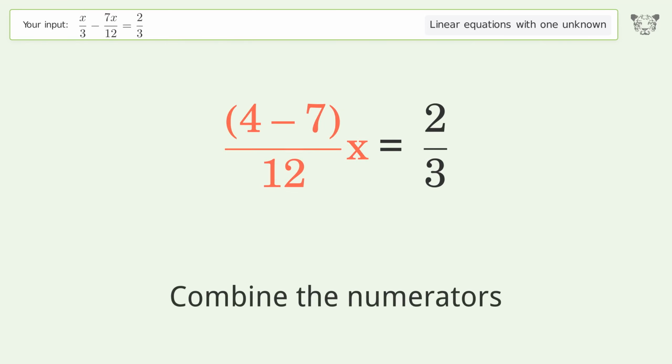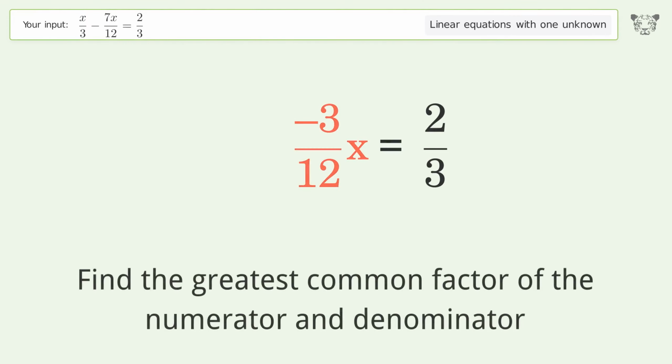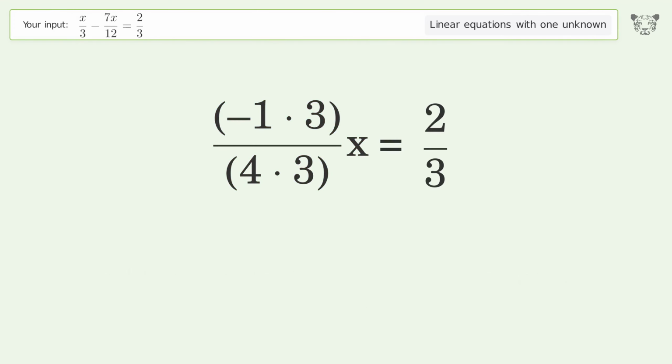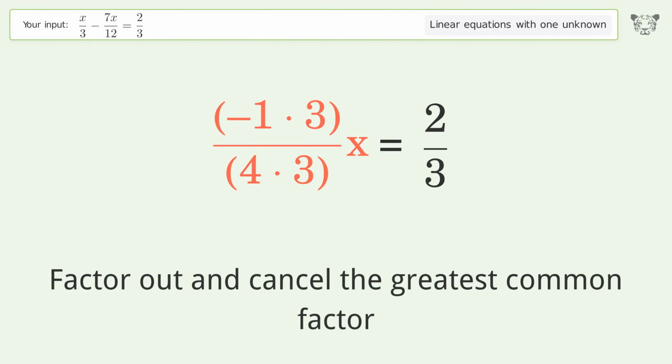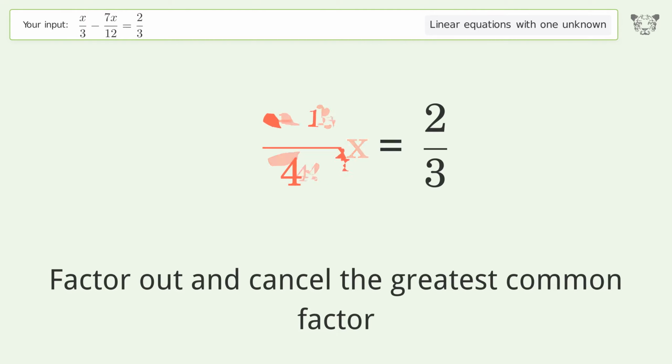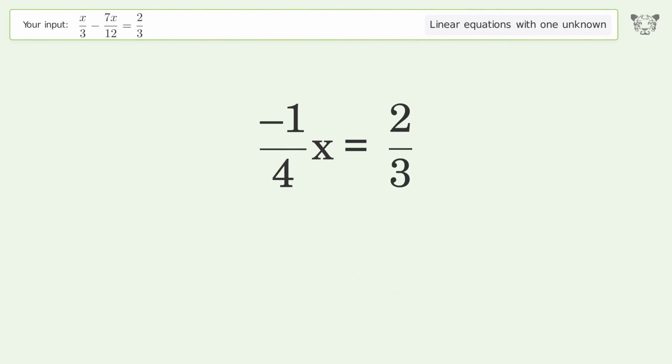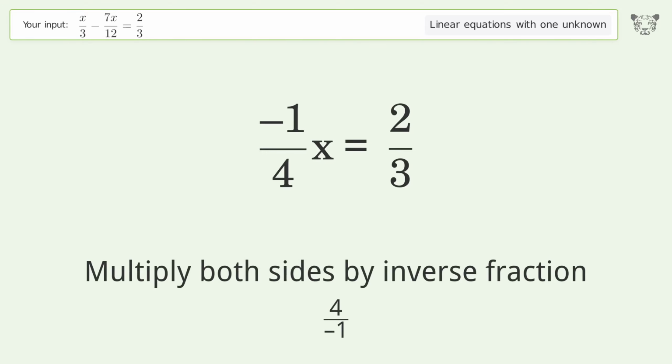Combine the fractions. Combine the numerators. Find the greatest common factor of the numerator and denominator. Factor out and cancel the greatest common factor. Isolate the x. Multiply both sides by inverse fraction 4/-1.